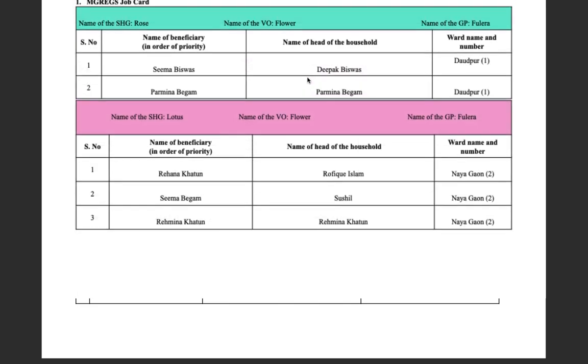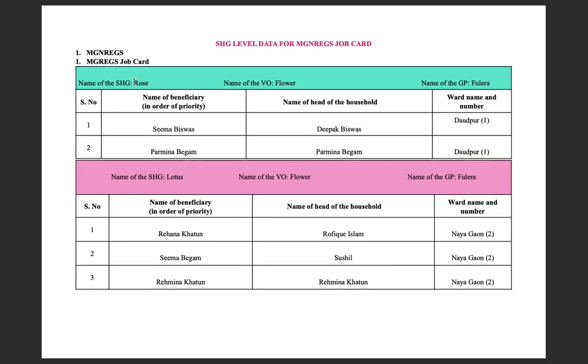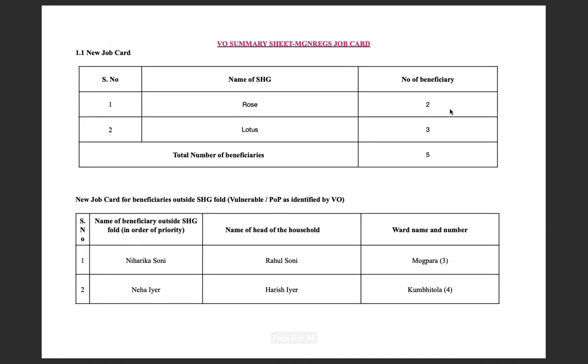I will show you this once again. I will go back to Rose SHG's data, which is here. You can see Rose SHG 1 and 2, Seema Biswas and Parmeena Begum. So the facilitator will count the number of beneficiaries and will fill it here in the VO summary sheet. No other details need to be provided here except the number of beneficiaries. Similarly, in Lotus SHG, we have 3 beneficiaries. So the total number of beneficiaries under Flower VO for job card comes to 5.